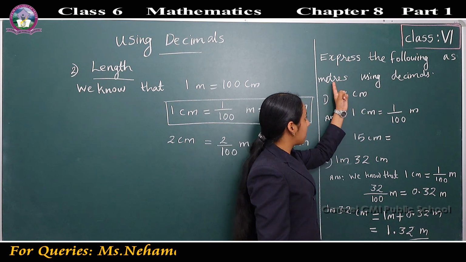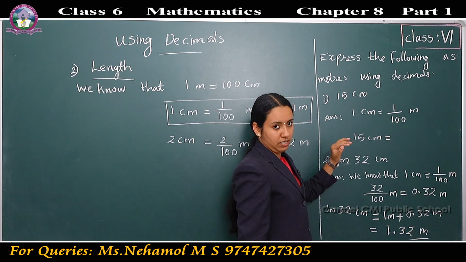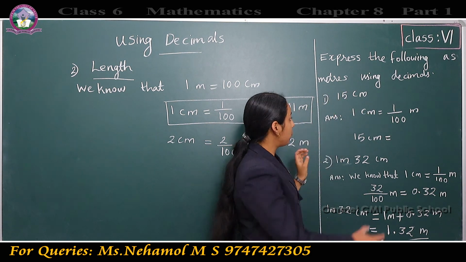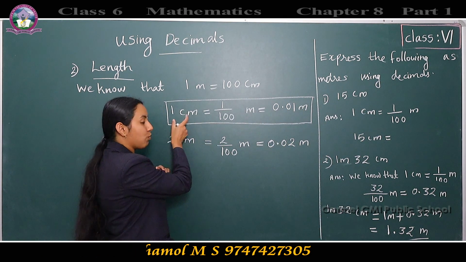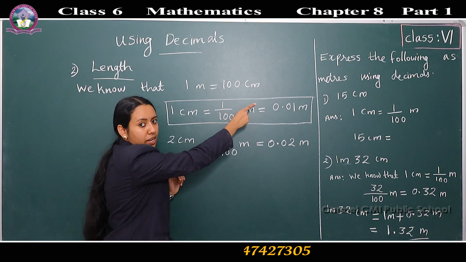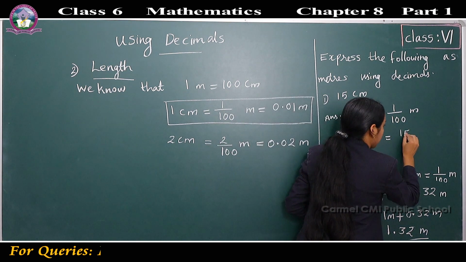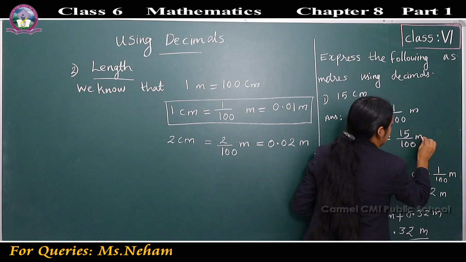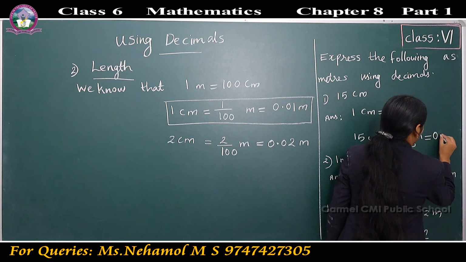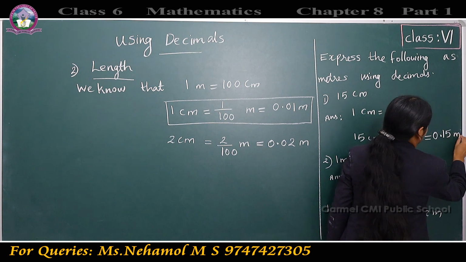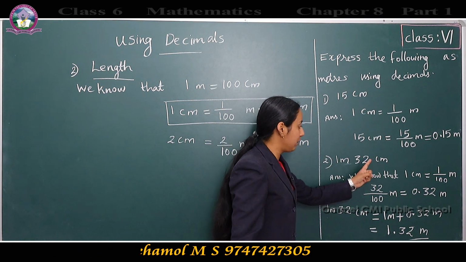Consider the question. Express the following in meters using decimals. First one, 15 centimeter. We have to convert this 15 centimeter to meter. What is the general form? 1 centimeter is equal to 1 by 100 meter. So 15 centimeter will be equal to 15 by 100 meters. That is equal to 0.15 meters.